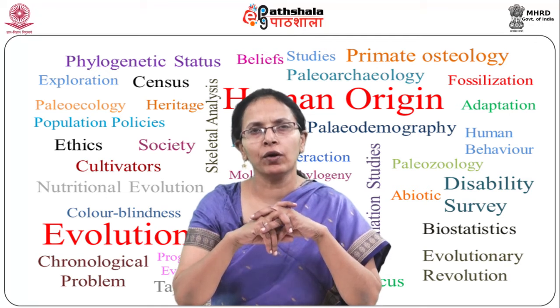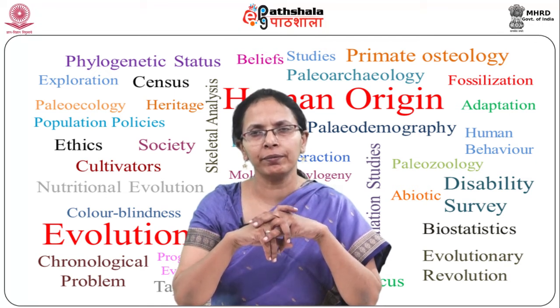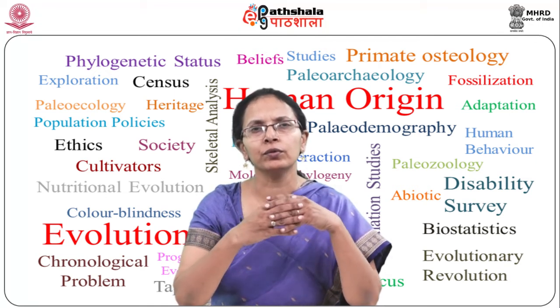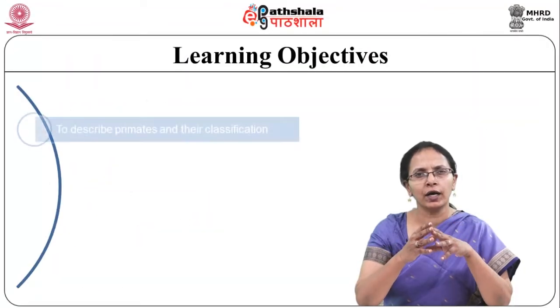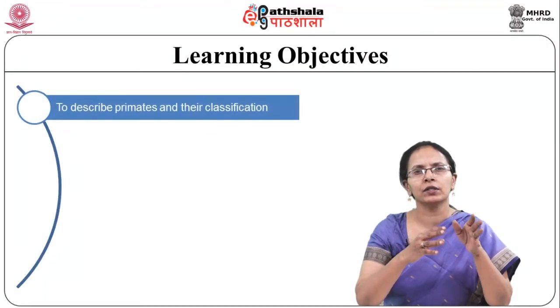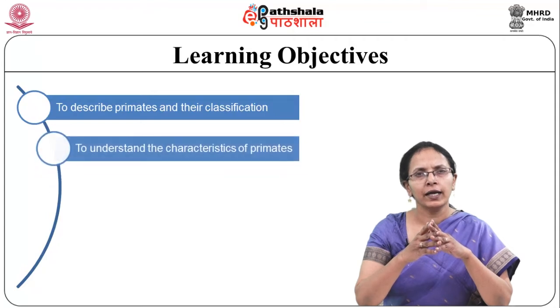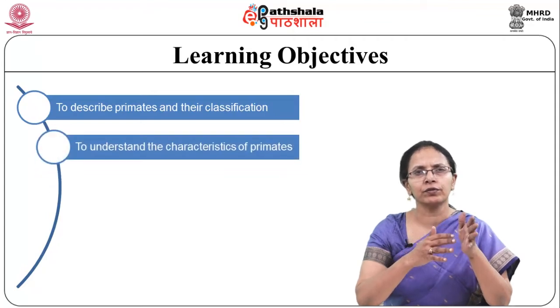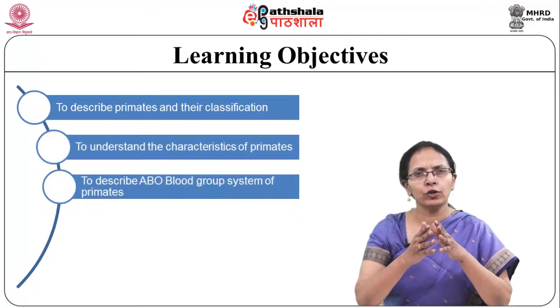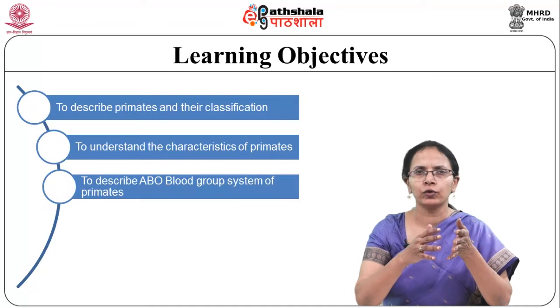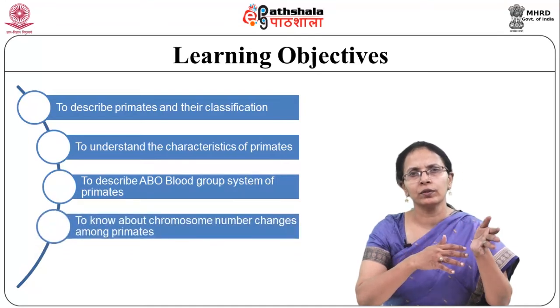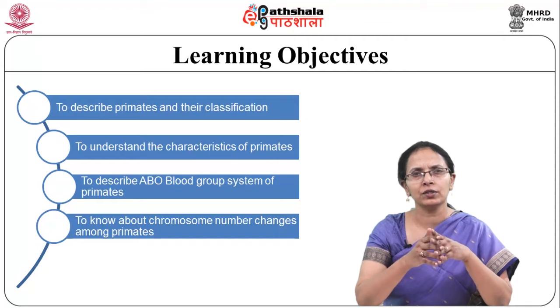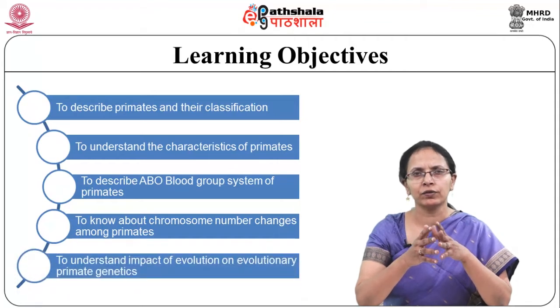Today I am going to speak on the module Evolutionary Primate Genetics from the paper Human Origin and Evolution. The learning objectives of the module are to describe the primates and their classification and to understand the characteristics of the primate. Another objective is to describe the ABO blood group system of primates, to know about the chromosome number change among the primates, and to understand the impact of evolution on evolutionary primate genetics.